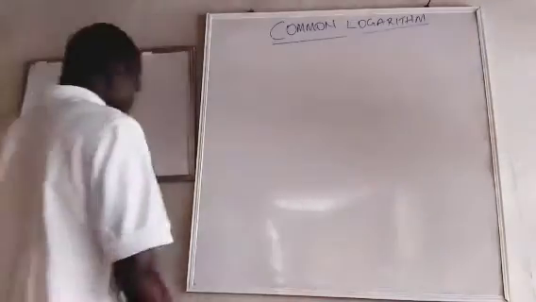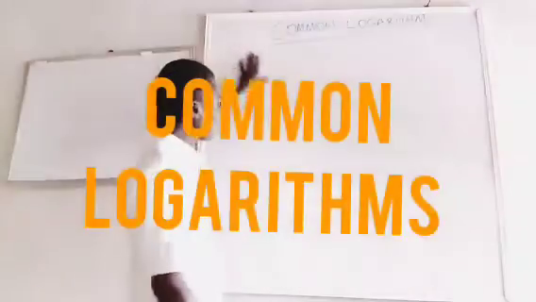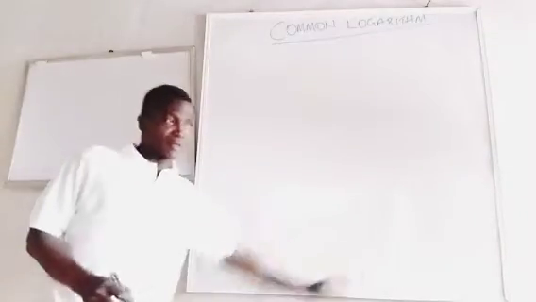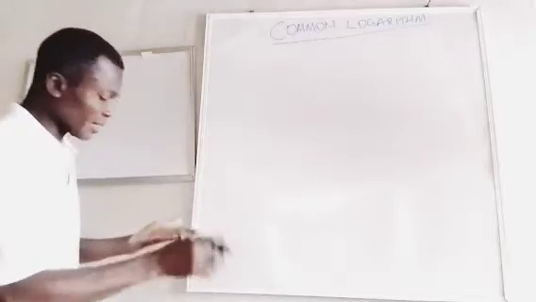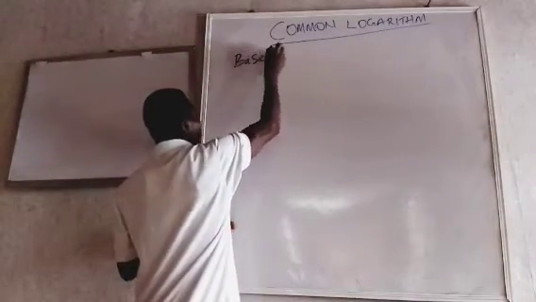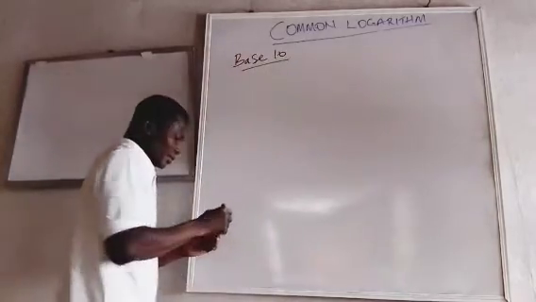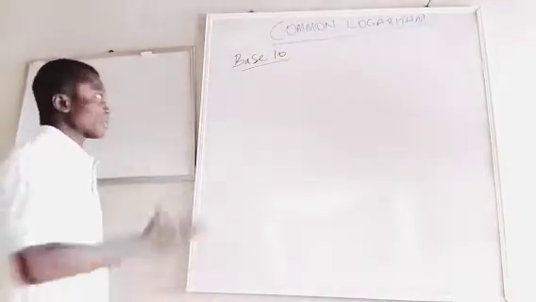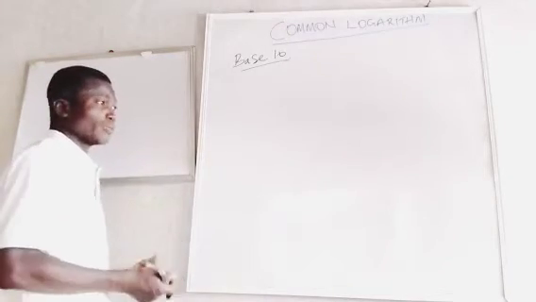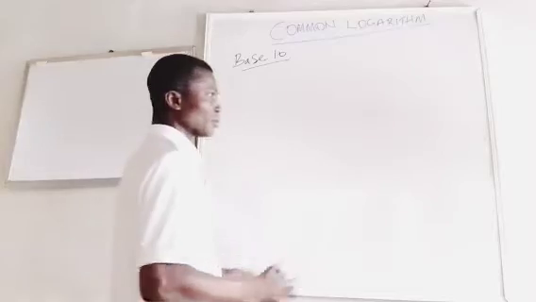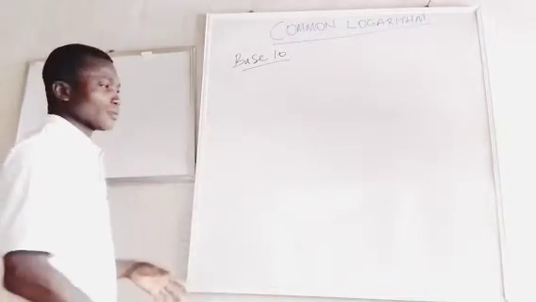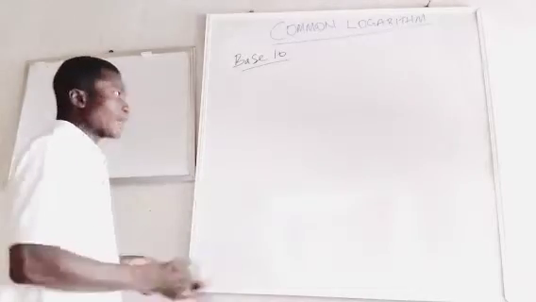About common logarithm. When we talk about common logarithm, we are talking about the common number we use in mathematics, the common base. And what is the commonest base we use in mathematics? That is base 10. And we know the rules of logarithm: multiplication, division, power, roots, change of base. In that instance, we are talking about general, any number base.